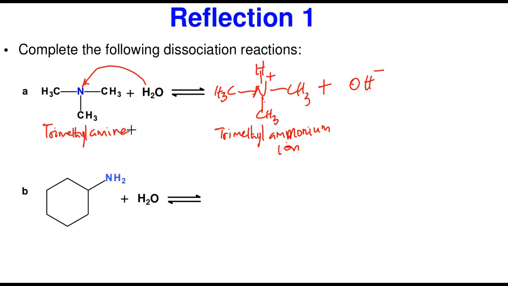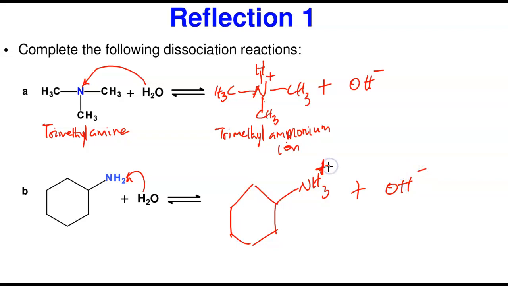Now, we do the second one. In doing this one, the same thing here. This hydrogen will be donated to this. Again, of course, this is cyclohexylamine. So you're going to draw this ring, and then you put this. This is going to be NH3 plus and OH minus. Remember, this is plus here. So again, this is the cyclohexylammonium ion. That's how you name that.